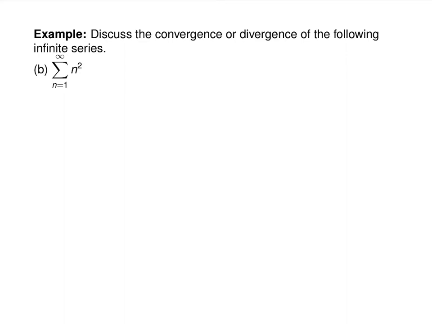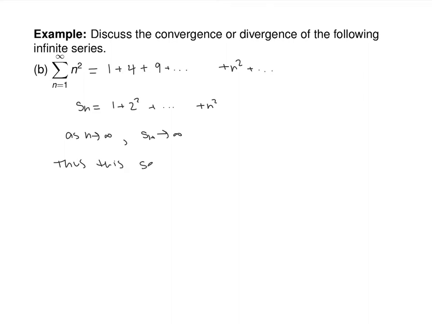All right, the sum from n equals 1 to infinity of n squared. Well, this is 1 plus 2 squared, or 4, plus 3 squared, or 9, etc., up to n squared. So I think it's pretty obvious here. So we have S sub n is 1 plus 2 squared all the way up to n squared. As n goes to infinity, these S sub n's are going to go to infinity as well. So thus this series diverges.